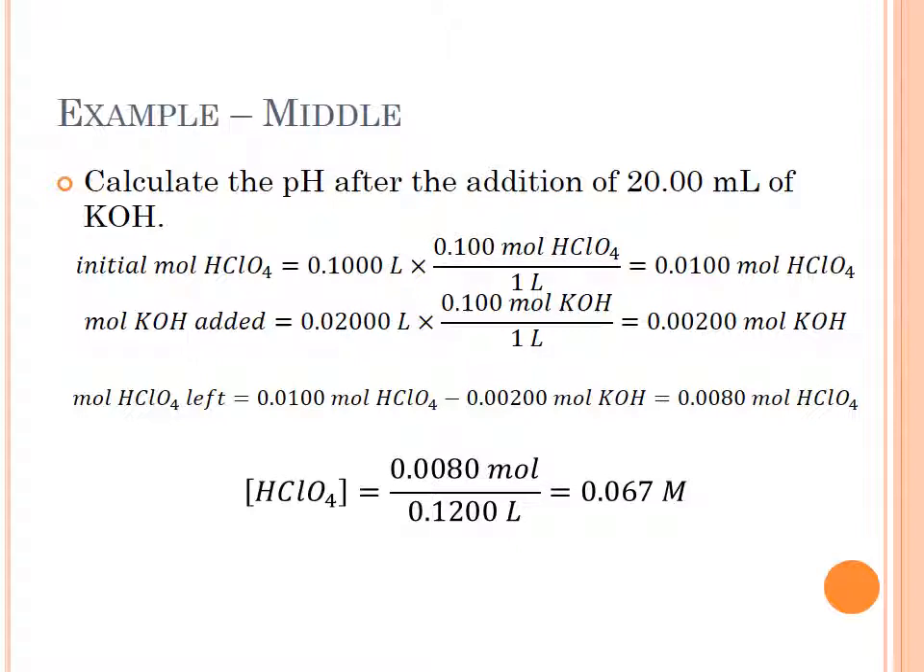So the concentration is 0.0080 moles divided by the new volume, so 0.1 liters plus 0.02 liters is going to be 0.12 liters. So that's our total volume. That gives us a concentration of perchloric acid remaining of 0.067 once you do the math. So now we need the pH. pH is going to be negative log of the concentration of the acid again. That gives us a pH of 1.18. So somewhat of an increase in the pH, but not dramatic, certainly.